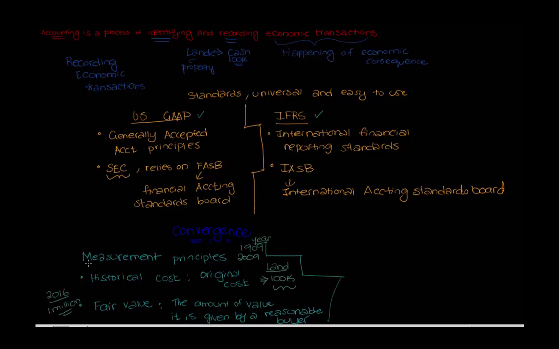So, how do you report land? Is it going to be at original cost, or the historical cost, or is it going to be at fair value? We're going to be talking more about assets such as land in future videos. But relevance and faithful representation are key in order to determine how we're going to determine its measurement. That could be either at historical cost or fair value.